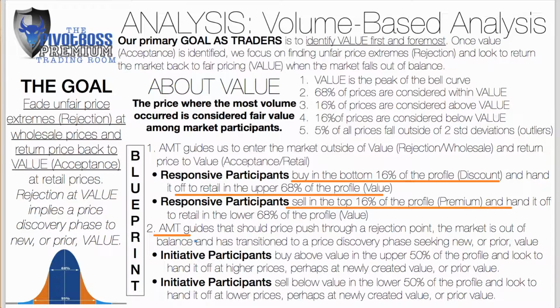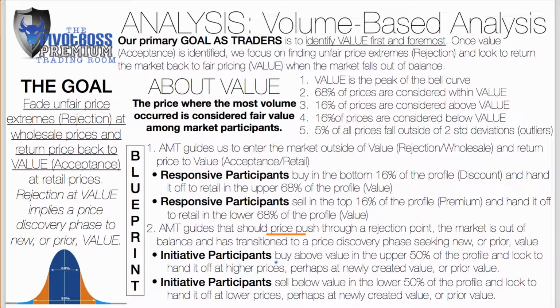AMT, auction market theory, if you're an initiative participant, then this is the strategy. In this case, auction market theory tells us that price should push. If price pushes through a rejection point, the market is out of balance and has transitioned now to a price discovery phase. And this price discovery phase is just a trending phase where price is now seeking new or prior value. So again, that would be initiative.